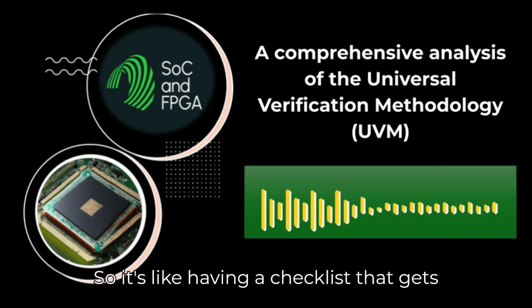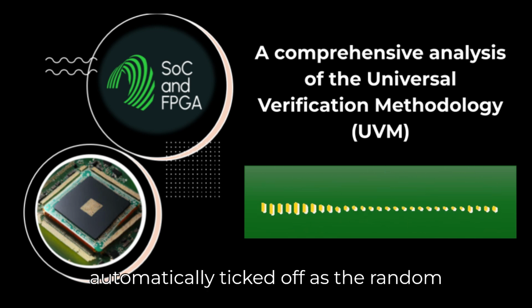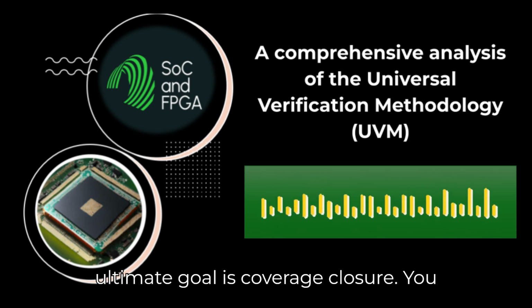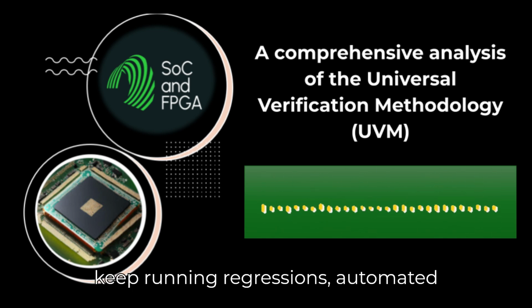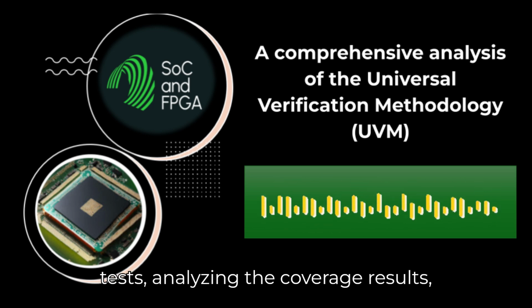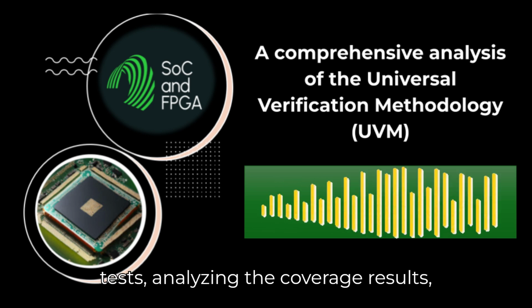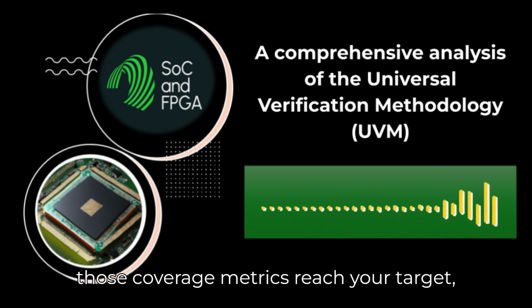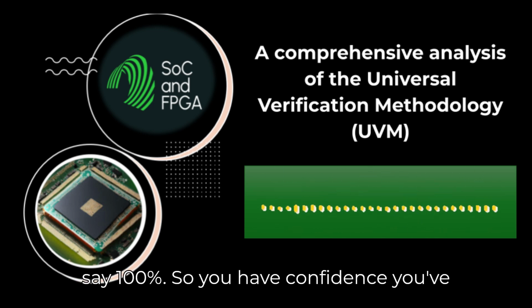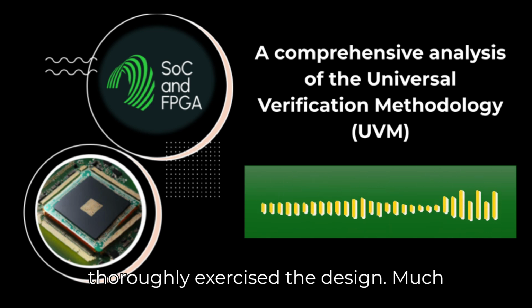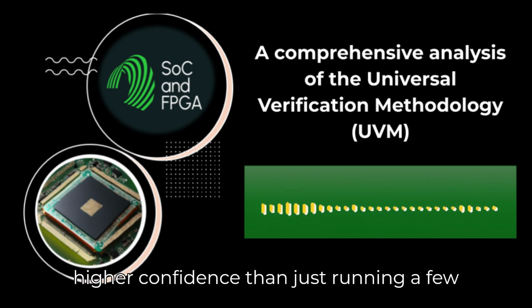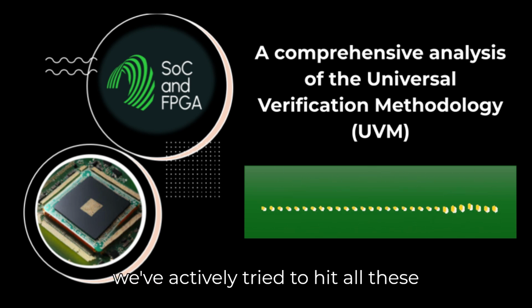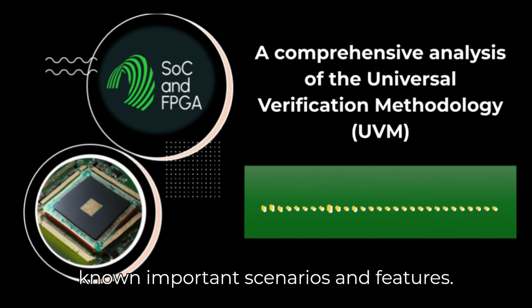So it's like having a checklist that gets automatically ticked off as the random tests run. Kind of, yeah. And the ultimate goal is coverage closure. You keep running regressions, automated batches of these constrained random tests, analyzing the coverage results, maybe tweaking constraints or adding specific tests to hit the gaps, until those coverage metrics reach your target, say 100%. So you have confidence you've thoroughly exercised the design. Much higher confidence than just running a few handwritten tests, yes. It tells you, okay, we've actively tried to hit all these known important scenarios and features.